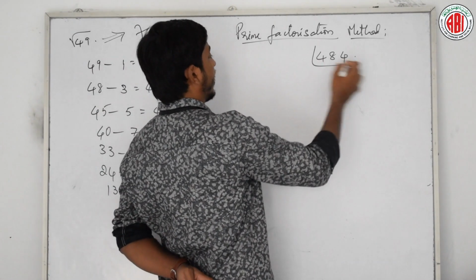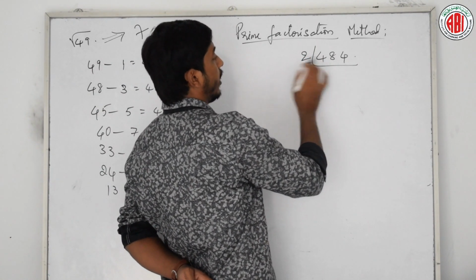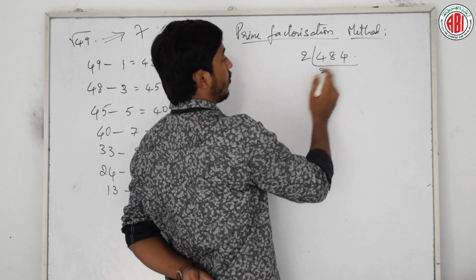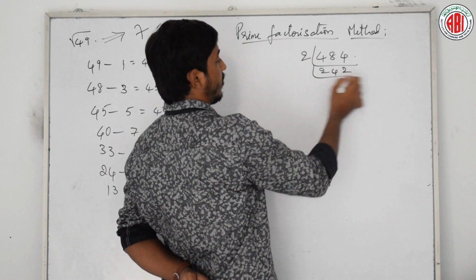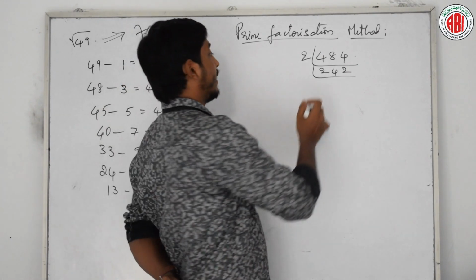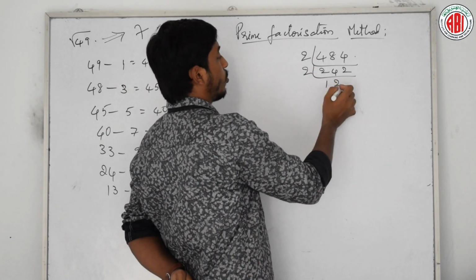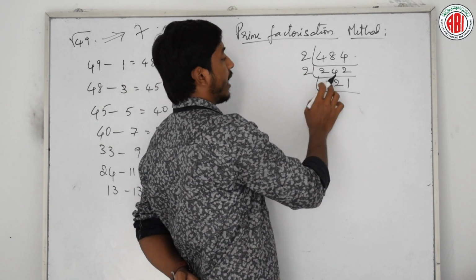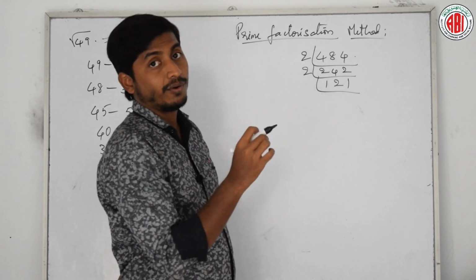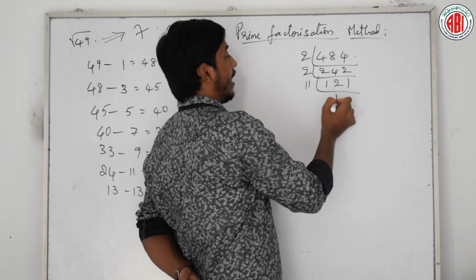The first prime, let us write it as 2. Let us take the 2 table. 2 2s are 4, 2 4s are 8, again 2 2s are 4. Okay. And the next, again 2 1s are 2, 2 2s are 4 and 2 1s are 2. Again, in which table does 121 come? That is nothing but 11.